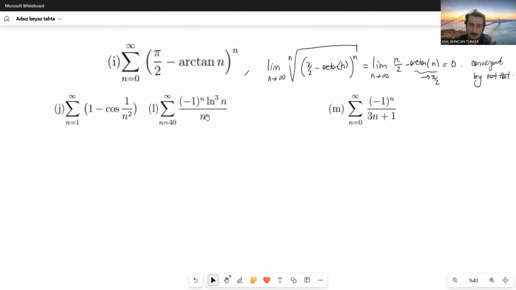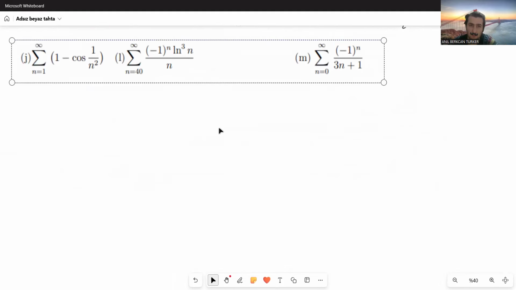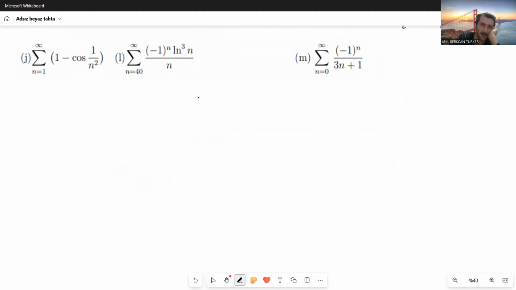Let me solve these things. J. Okay. It is a bit weird, right? When you take the limit, this will be 1, this is 1 minus 1. So there's no conclusion because of the n-th term test. But there is something, okay, observe that: the limit as x goes to 0 of 1 minus cosine x over x square.